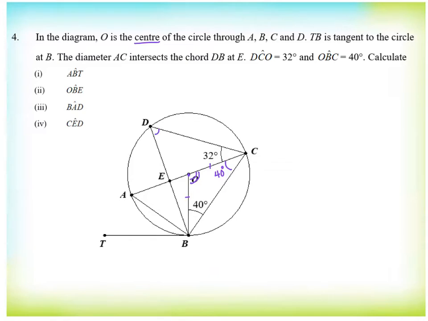Next, I have TB to be a tangent. So T to B is a tangent. And at the angle B, the diameter AC, so I have a diameter. When I have a diameter, that means I will have a semicircle. Angles in a semicircle are 90 degrees. So in that case, I will have a right angle over here. If this angle is 40, that means this angle over here will be 50.